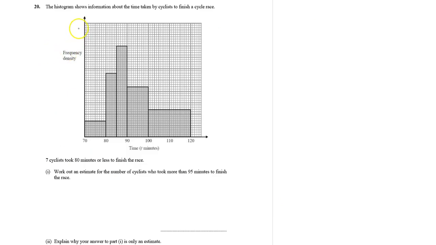So question number 20, we have a histogram, and it says the information here is about time taken by cyclists to finish the cycle race. Now it says 7 cyclists took 80 minutes or less to finish the race. Work out an estimate for the number who took more than 95 minutes.